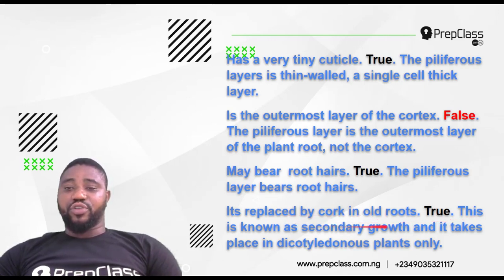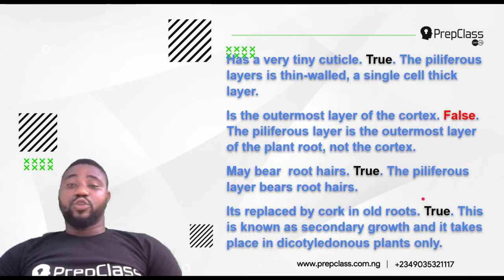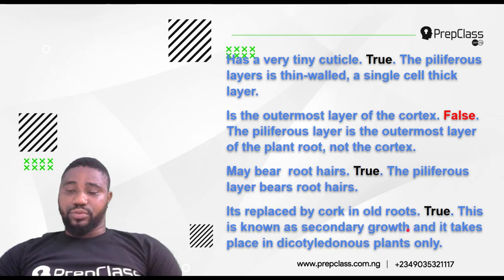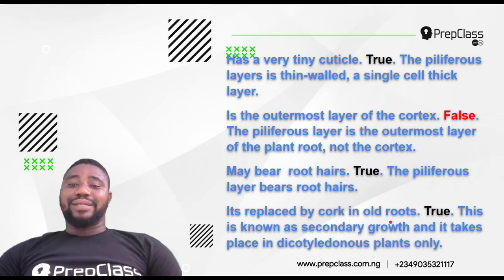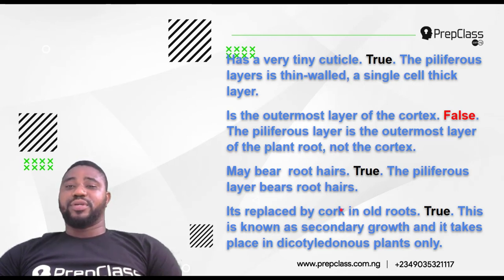This is known as secondary growth, and it takes place in dicotyledonous plants only. So secondary growth takes place only in dicotyledonous plants like orange, mango, apple. And in such plants there is usually a growth of cork or cambium. That kind of growth occurs only in dicotyledonous plants and is known as secondary growth.